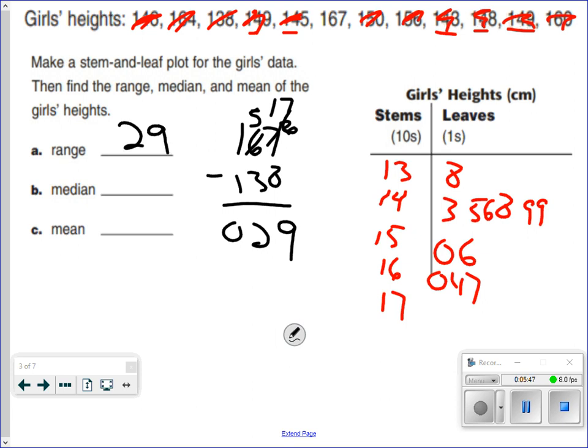My median. Take my smallest number, cross off my biggest. Smallest, biggest, smallest, biggest, smallest, biggest, smallest, biggest. I'm left with two 149s. If two 149s, the number in the middle would be 149.